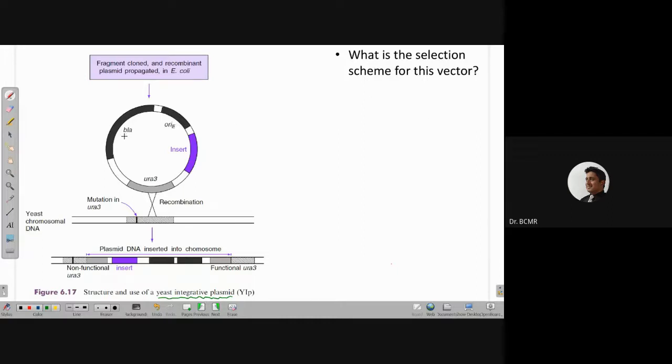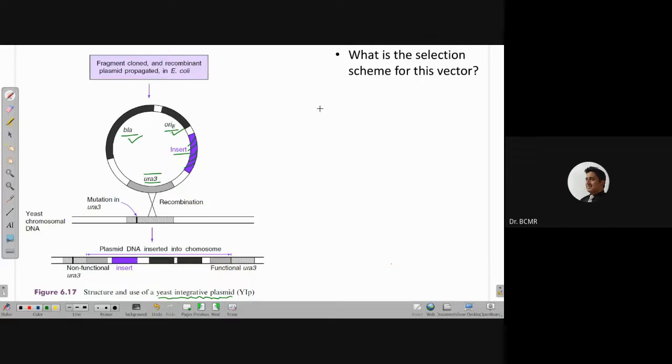So first, as usual, we should always look into what are the things that we have. We have an origin of replication for E. coli, beta-lactamase for selection against antibiotic, and then we have a recombinant which has the gene of interest. And now there is something else, URA3. So the cloning sequence or the selection scheme for it is what we are trying to understand better.